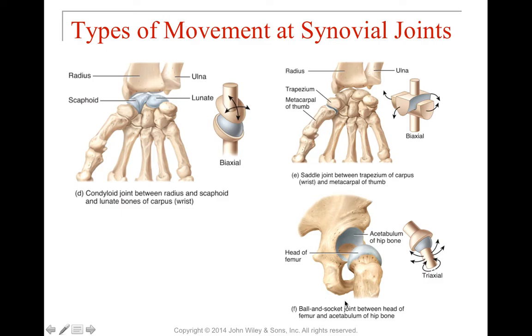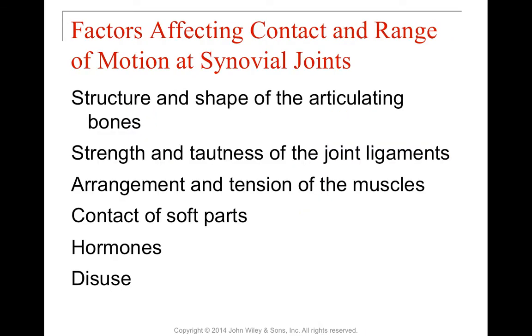Another example here, ball and socket joint. So here's the acetabulum of the hip bone, which we just talked about when we talked about the appendicular skeleton. And here's the head of the femur interacting directly with the acetabulum. That allows for multiple range of motion. It's triaxial. What that means is that we can do adduction, abduction, we can do extension and flexion, and we can do rotation. And any combination of those allows for almost complete range of motion at those joints.